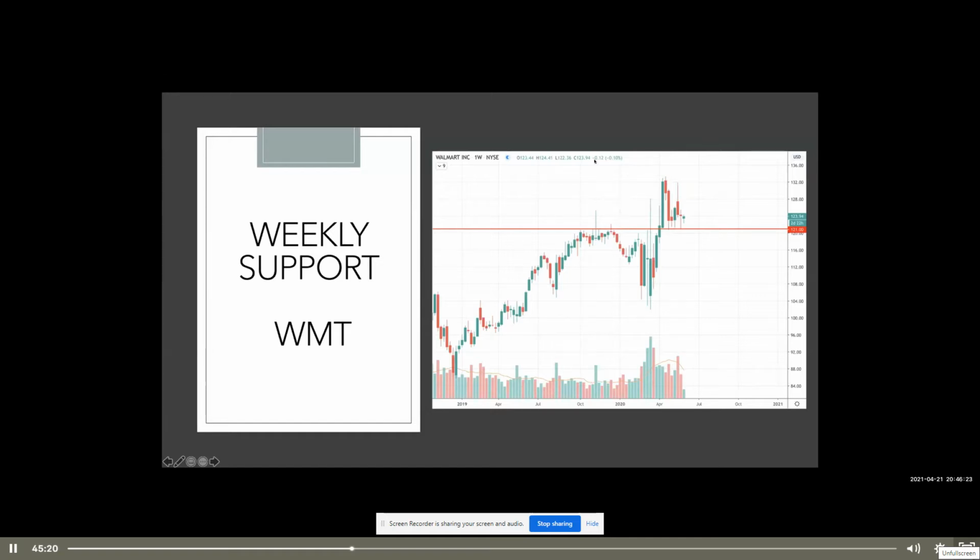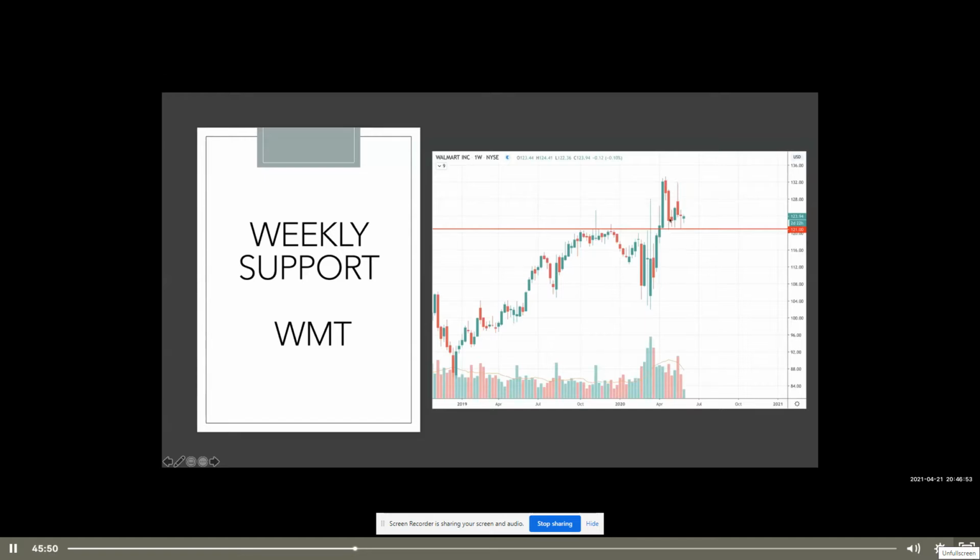Now remember what I said. When a stock breaks a current resistance, that resistance becomes new support. So when Walmart was finally able to close above 121 and break through that old resistance, right? This old resistance became new support and the stock came back down. It pulled back and retested that old resistance, but now it's going to be our new support.